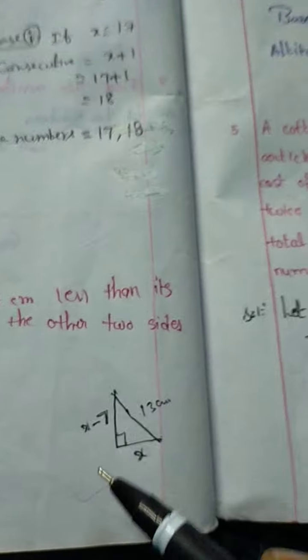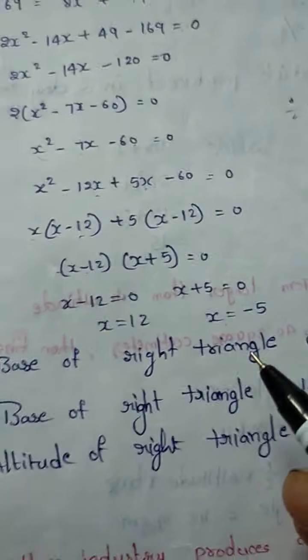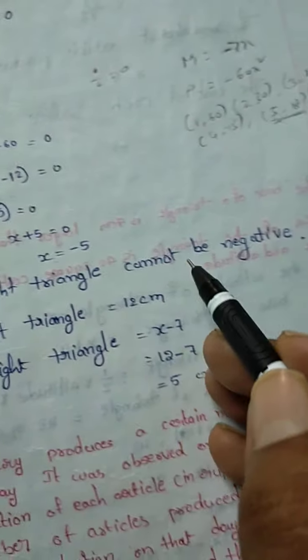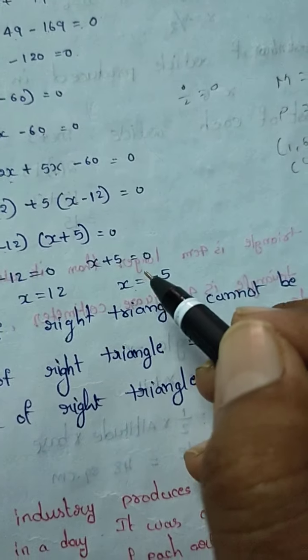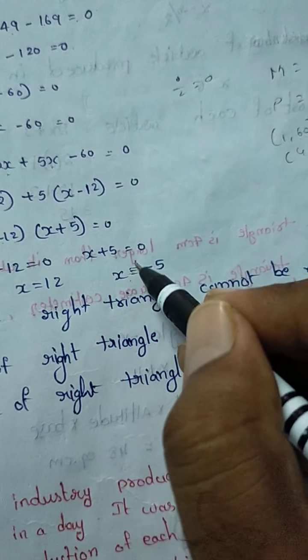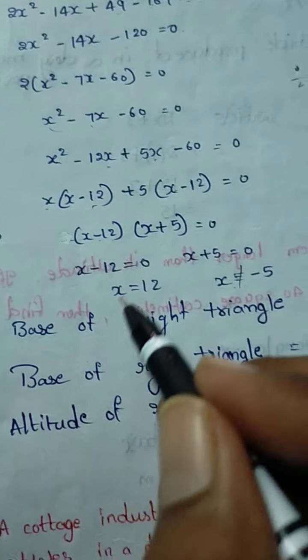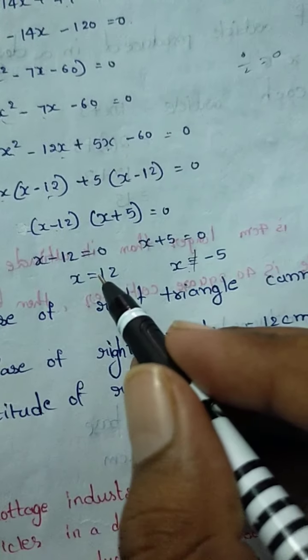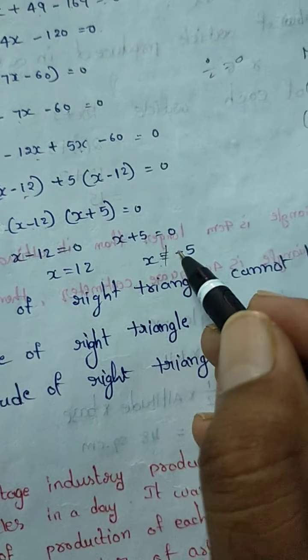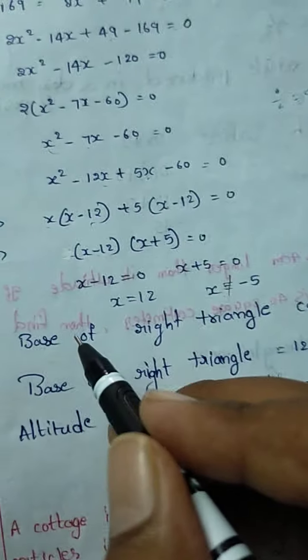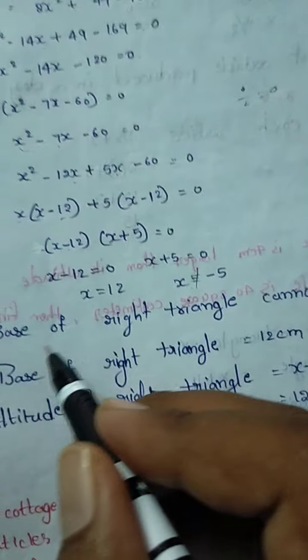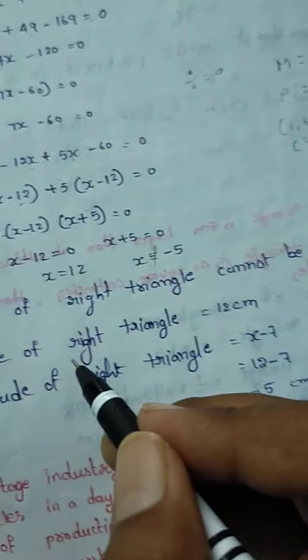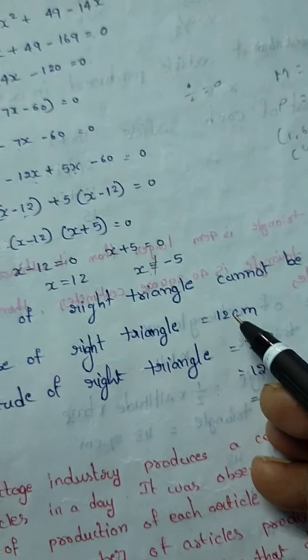X means the base, and the base cannot be negative. So x cannot be negative. The base of a right triangle cannot be negative, so that is not possible. We take only 12. So the base of the right triangle equals 12 centimeters.